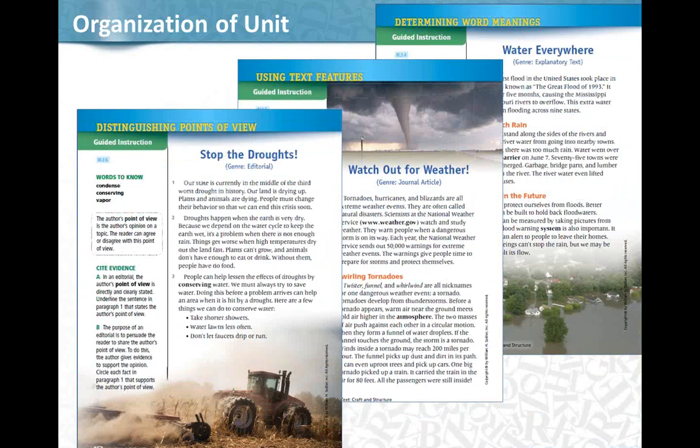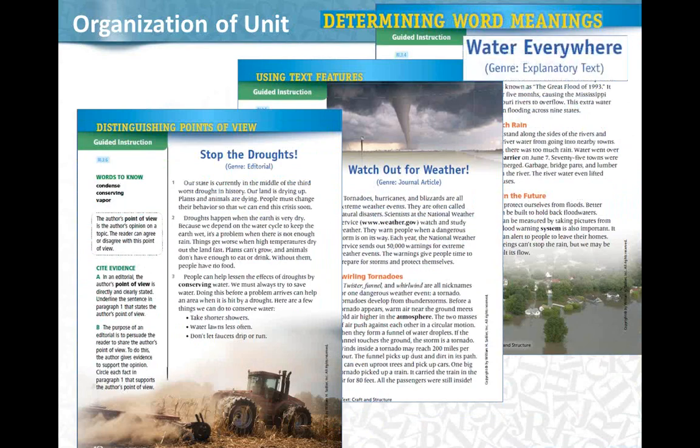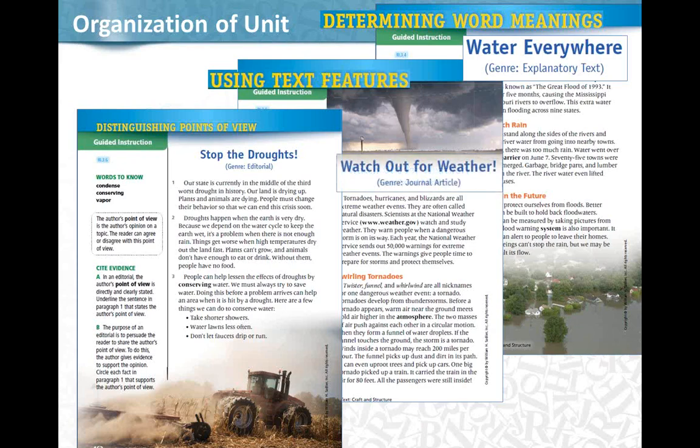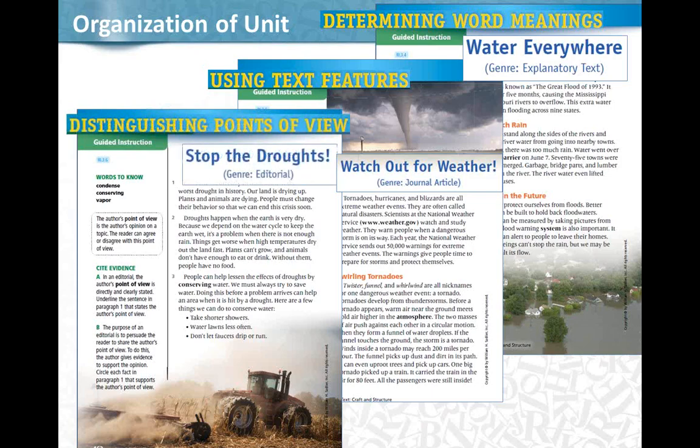Now let me talk a little bit about the organization of the unit. Each standard, determining word meaning, is introduced by a text, an informational text. In this case, Water Everywhere. Using text features, the next standard, is introduced with a different text, Watch Out for Weather. Again, informational text, a different genre, explanatory text and journal article. And then the third standard, distinguishing points of view, is introduced by a third text, Stop the Droughts.